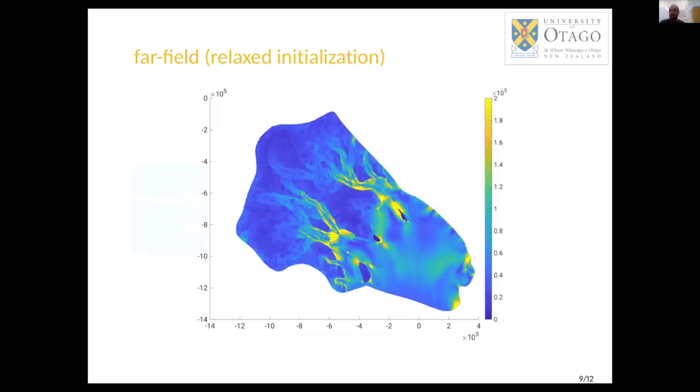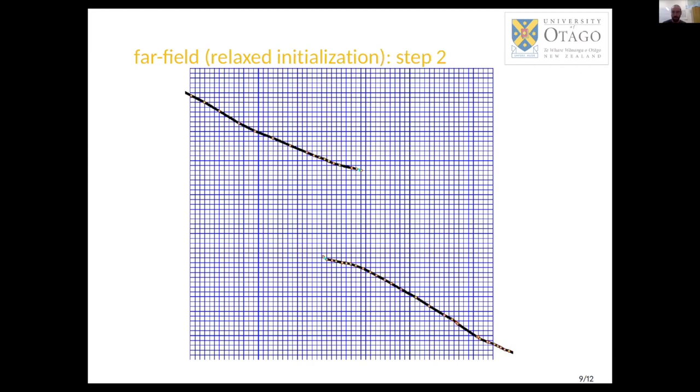So this is the far field from the model that's been relaxed. This is after 2 steps. The orientation here doesn't mean much, it's just the way I run the actual simulation. And after 20 steps, we get this configuration. After step 30, we have this general configuration here.